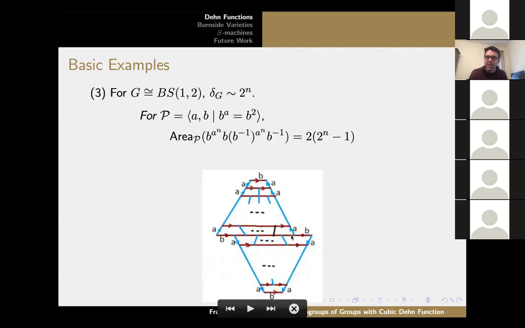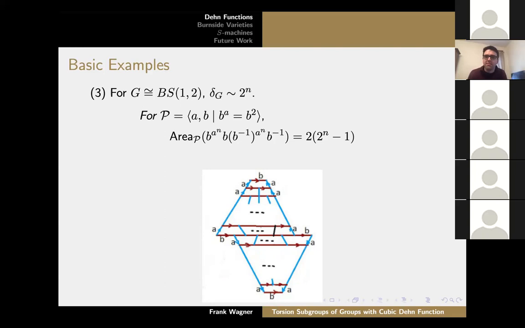Then if we just conjugate b inverse by a to the n, we're going to get b to the negative 2 to the n. Okay, now if we just offset these by 1, we can prove that this would be similar to the other situation where we need to go around each cell at least once, and the area of this diagram is something in terms of 2 to the n.